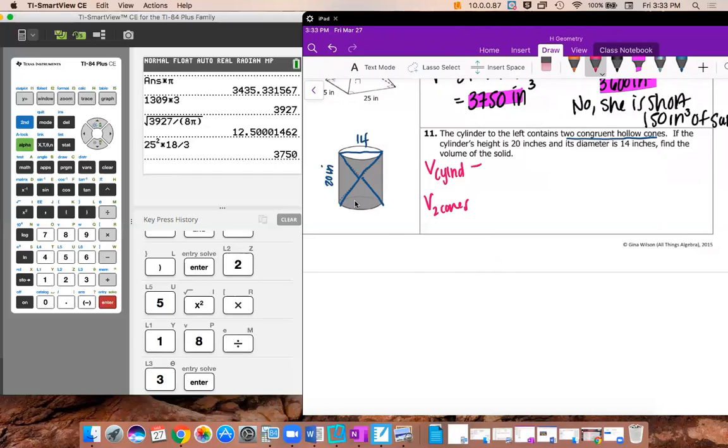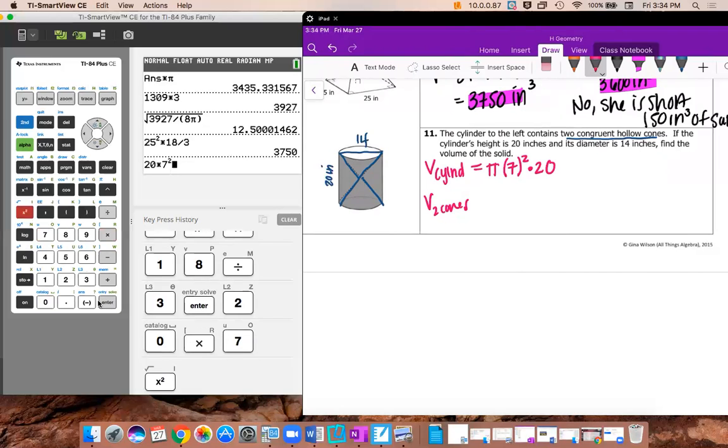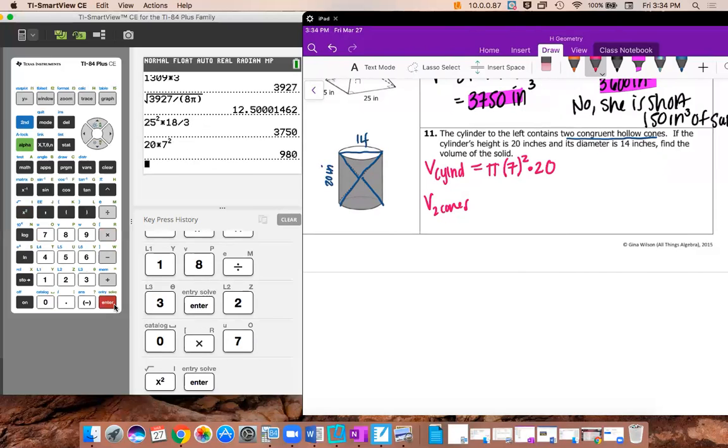Okay, so volume of a cylinder. Remember, if we're going to do volume of a cylinder, it is the area of the base times the height. So the area of the base of this thing is a circle. So this is going to be pi r squared, so the radius is 7, so 7 squared, and then times our height, which is 20. Okay, so we've got 20 times 7 squared. And so then the volume of our cylinder is going to be 980 pi inches cubed.